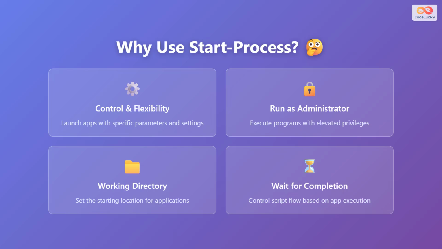Start-Process offers 4 major advantages over simply typing an executable name. First, it provides control and flexibility, allowing you to launch applications with specific parameters and custom settings. Second, you can run programs as administrator using elevated privileges, which is essential for system administration tasks. Third, you can set the working directory, determining where the application starts and looks for files. Finally, the Wait parameter lets you control script flow by pausing execution until the launched application completes. These features make Start-Process indispensable for automation and scripting.